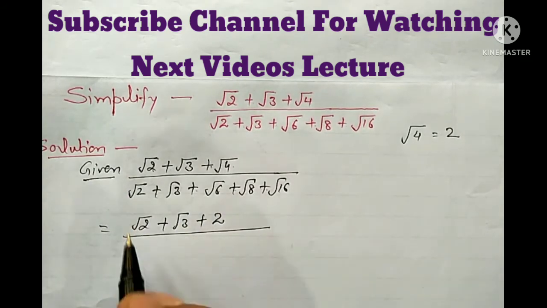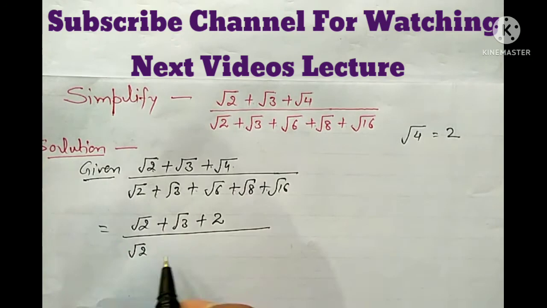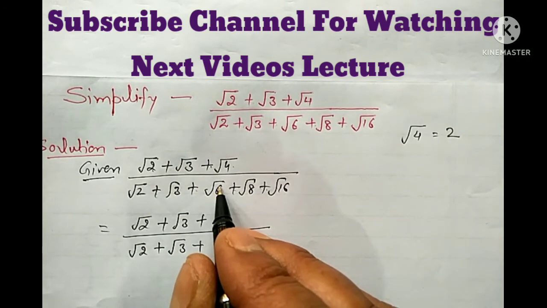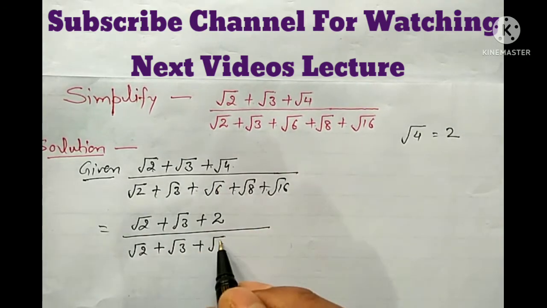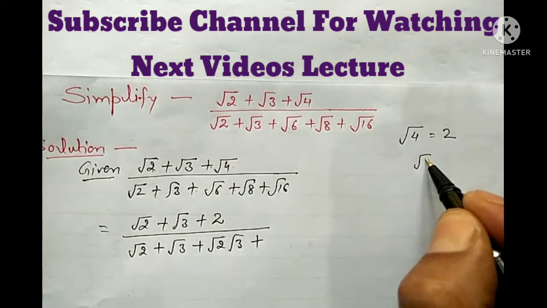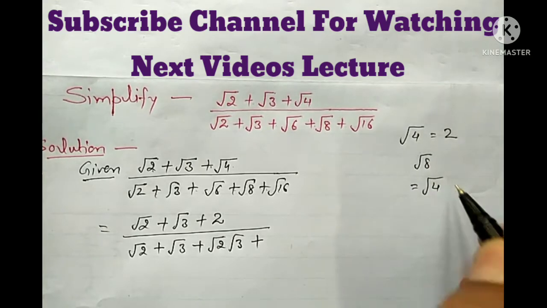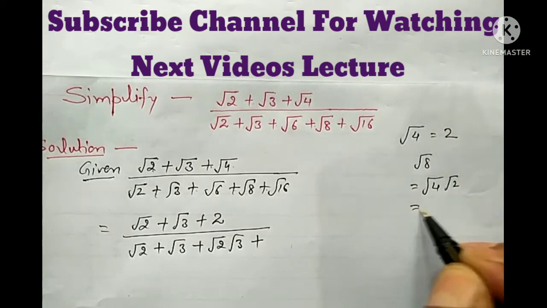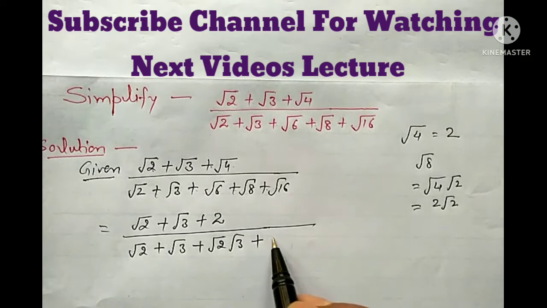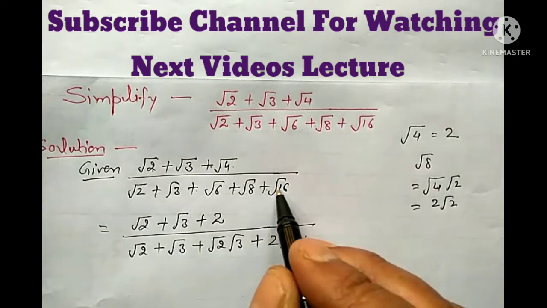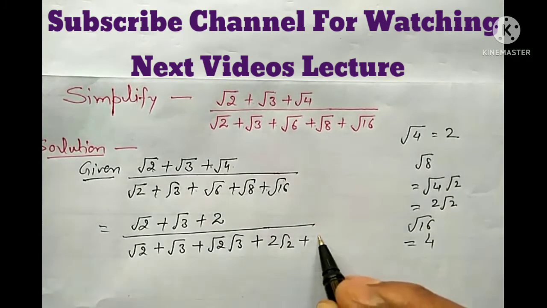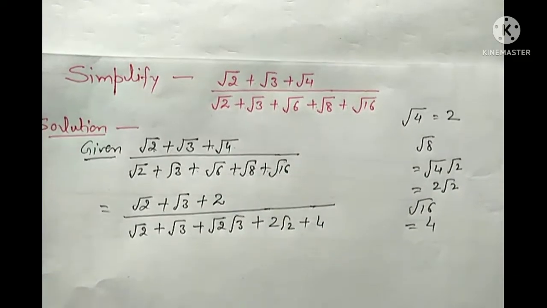Now in the denominator, root 2 plus square root of 3, and we can write square root 6 in this way, square root 2 times square root 3, and here square root of 8 is equal to square root of 4 multiplied by square root of 2. Square root of 4 is 2, so this becomes 2 root 2. So here we write 2 root 2, and instead of root 16, we know that the value of root 16 is 4, so we just write plus 4.